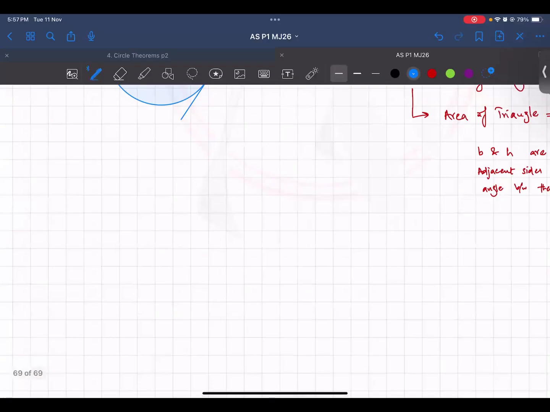What is new in this chapter? About the circles, we have the area and perimeter of a circle. Formulas: pi r square and 2 pi r. Perimeter is the sum of all external sides.